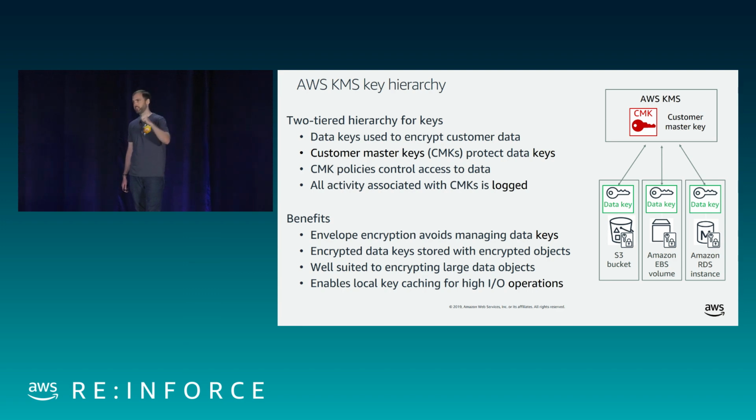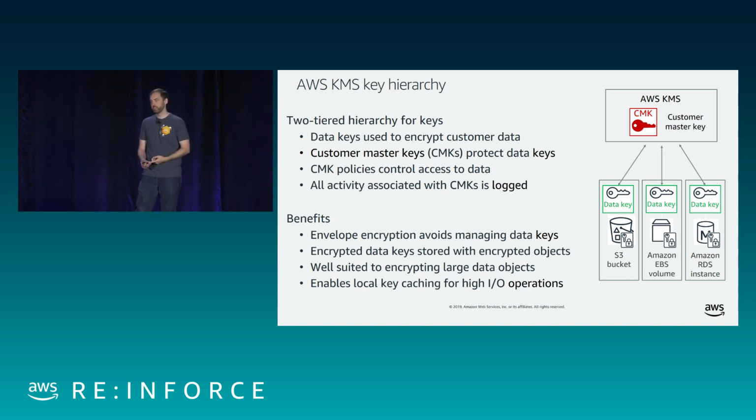And you use that key to create data keys. The data keys are used by AWS services, like S3, or by your application, to encrypt data. Then the encrypted copy of the data key is stored with your data and sent back to KMS later when you want to decrypt the data. And we'll get into a diagram of that.